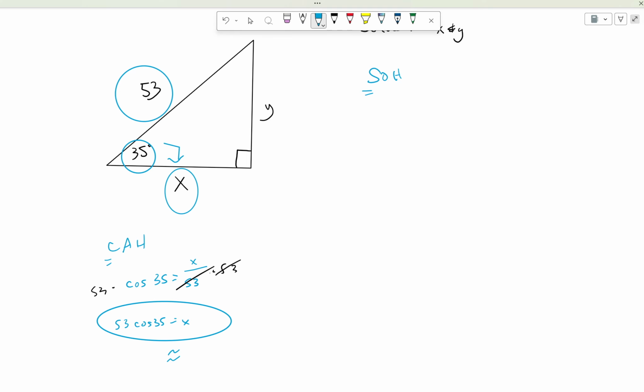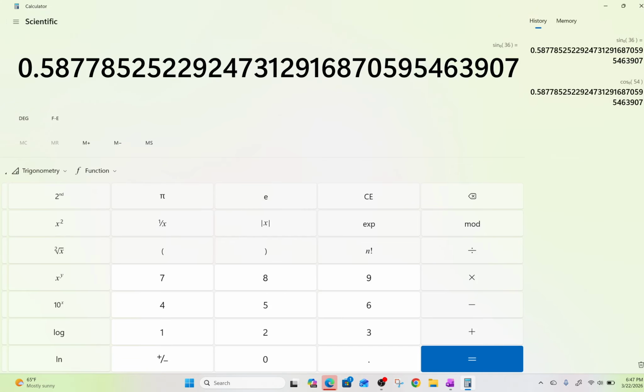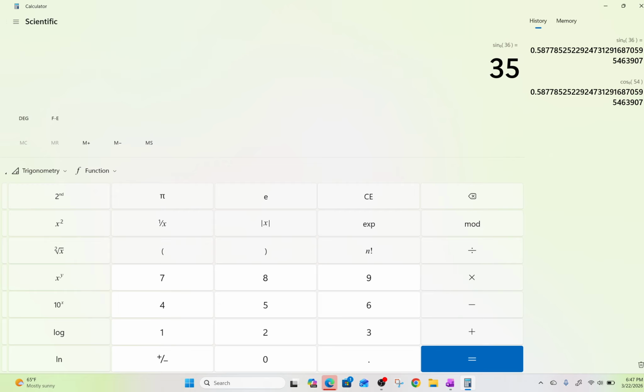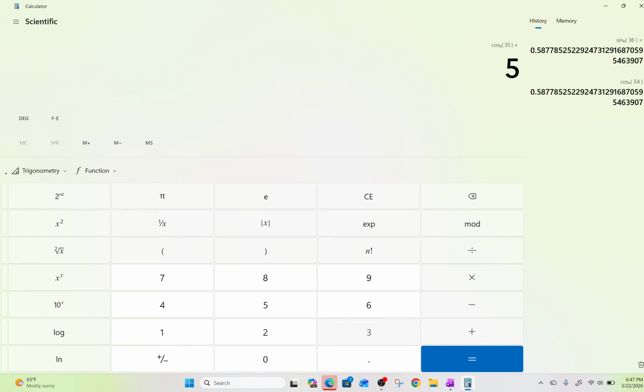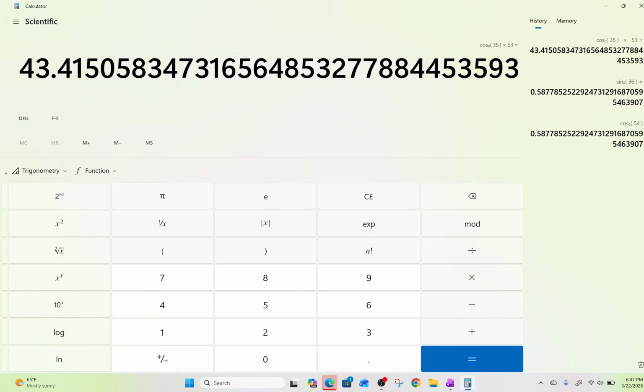Which you can punch into your calculator. Okay, let's do it. I'm going to take 35. I'm going to take that cosine, which is that number, 0.8191, right? And I'm going to multiply that times 53, and that's going to give me 43.41, or about 43.